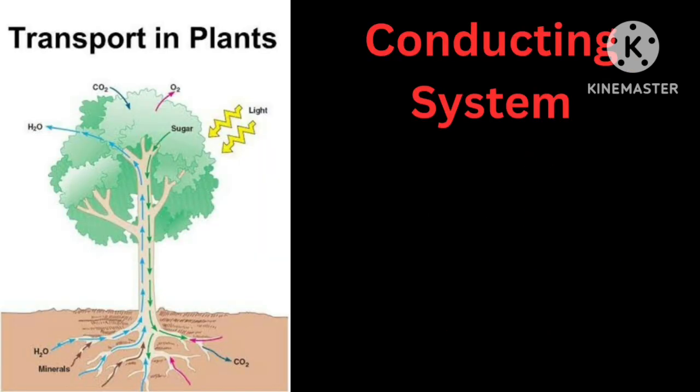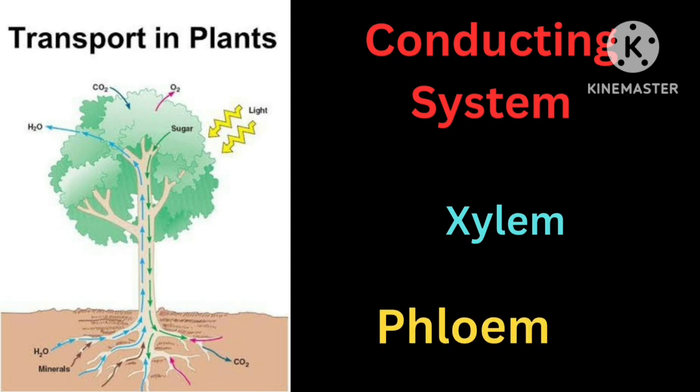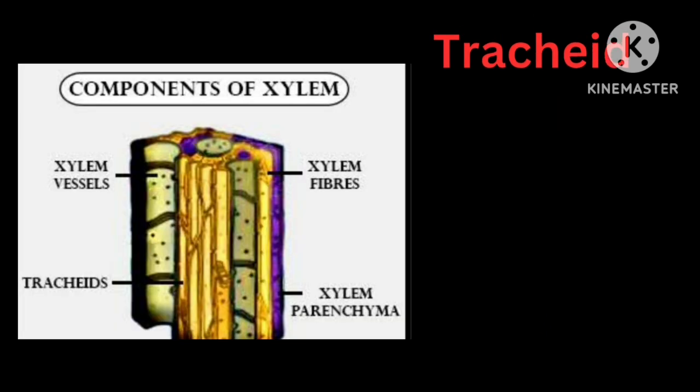Plants absorb water and minerals through the root and transport them all over the body. On the other hand, leaves produce food through photosynthesis and transport it throughout the body. So, they must have a conducting system. This conducting system has two parts. One is called xylem, another is called phloem. Now we discuss the parts of the xylem and phloem in detail.